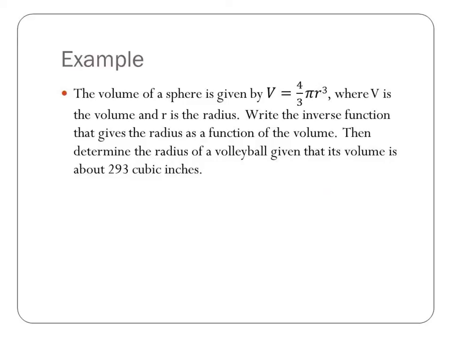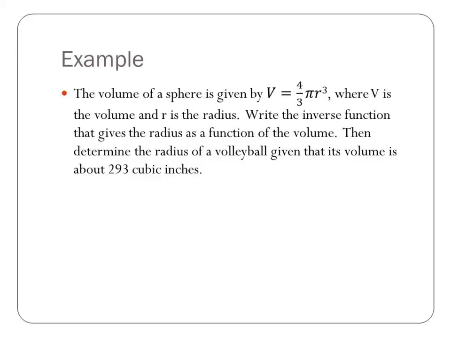Alright, two more word problems to end the section. The volume of a sphere is given by V equals 4/3 pi r cubed, where V is the volume and r is the radius. Write the inverse function that gives the radius as a function of the volume. So that's telling you solve for the radius.